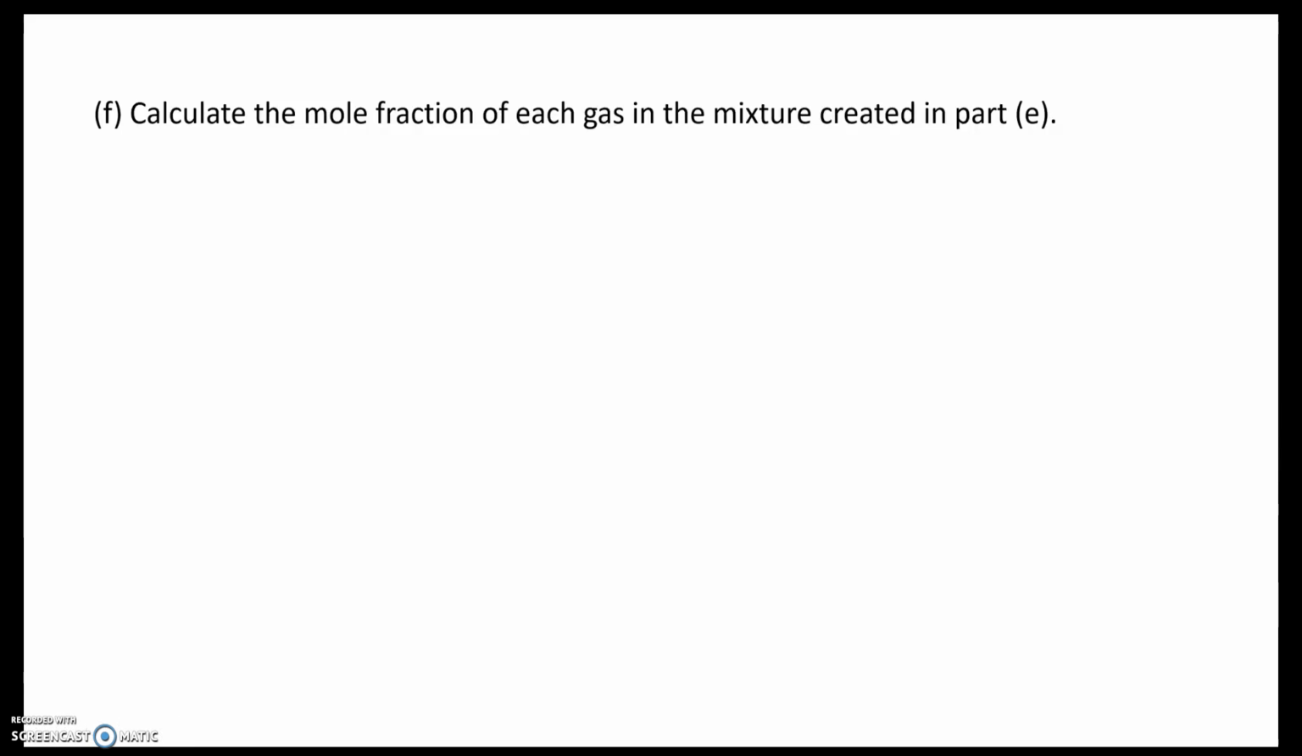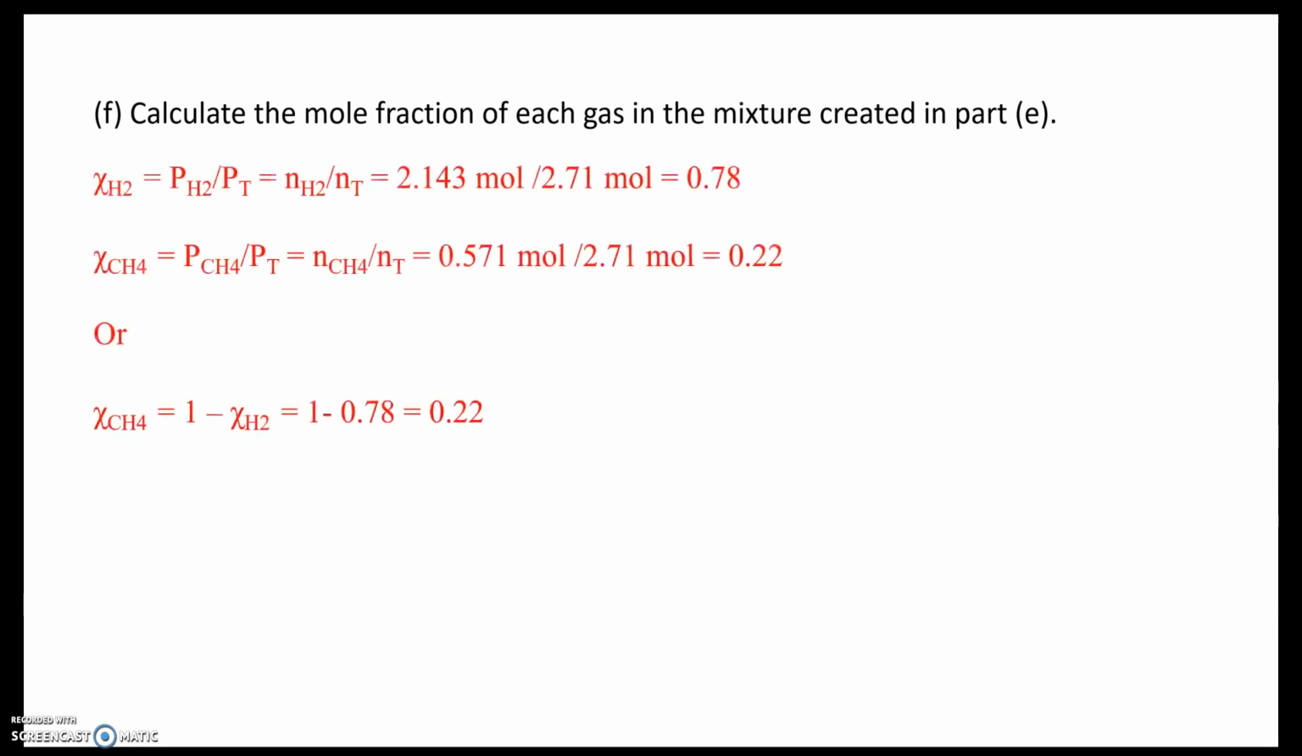All right, here we go, part 4. We want to calculate the mole fraction of each gas in the mixture we created in part E. I look at the mole fraction of hydrogen, that's the partial pressure of hydrogen divided by the total, or the number of moles of hydrogen divided by the total moles. 2.143 moles over 2.71 moles, I get 0.78 or 78%. This mixture is on a molar basis 78% hydrogen.